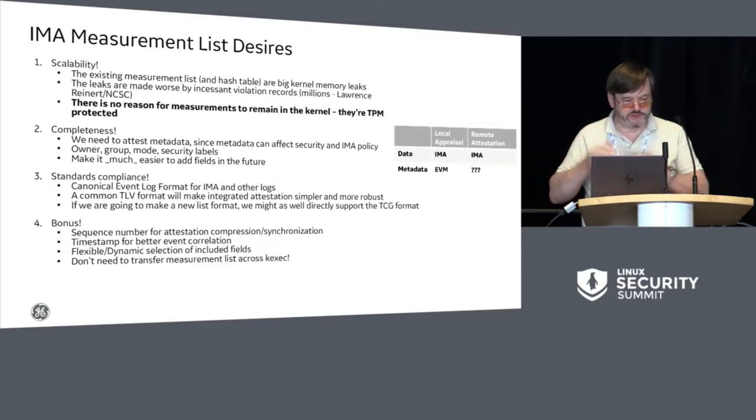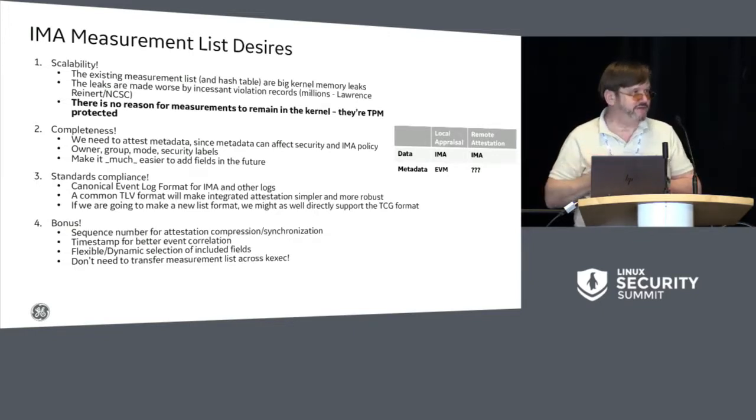And so between the two of us, we're trying to actually have a common design based on what's called TLV or type length value triples. And I've been doing a proof of concept of that on top of IMA to actually test the design, make sure that it's something that's feasible and usable.